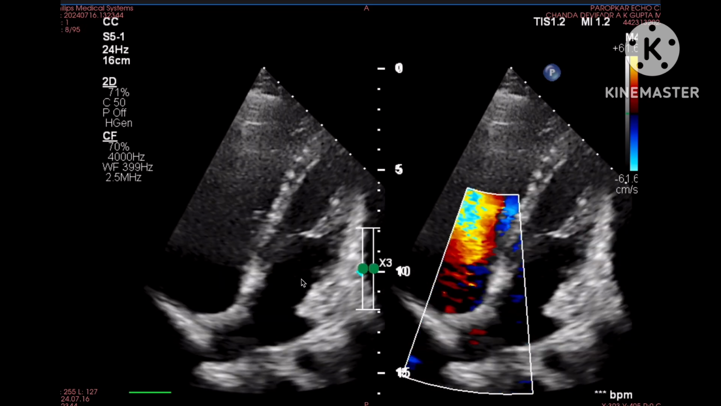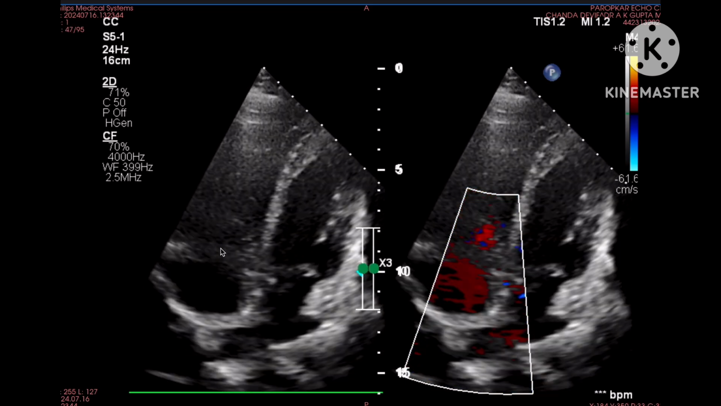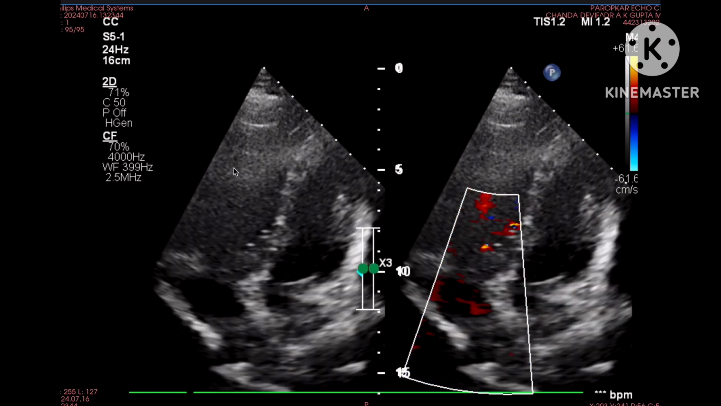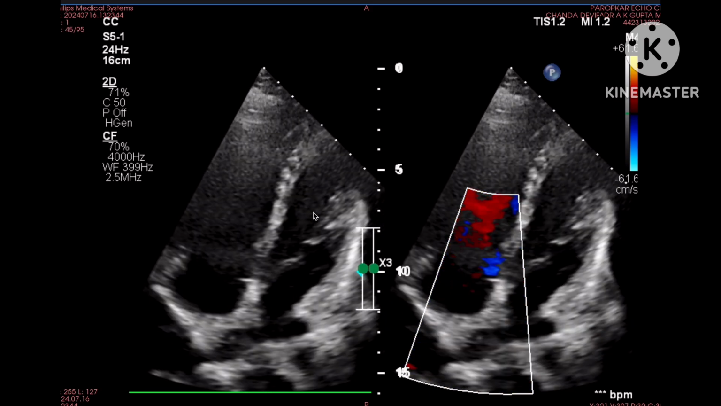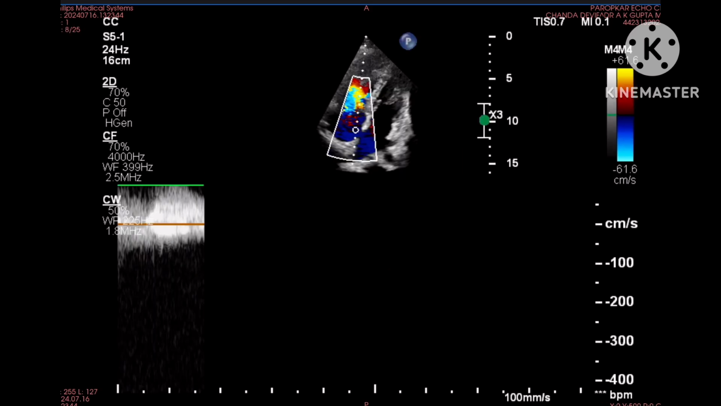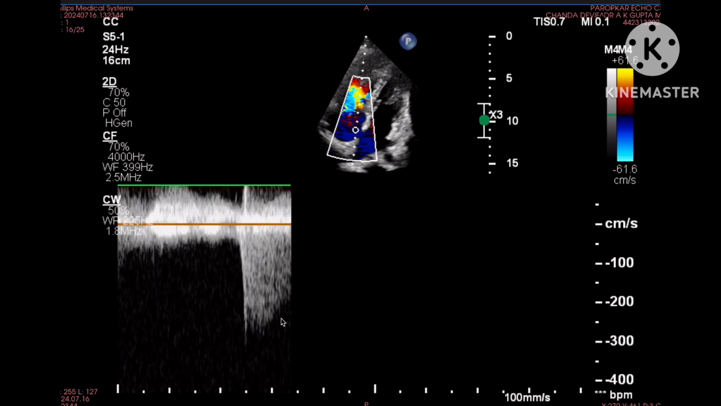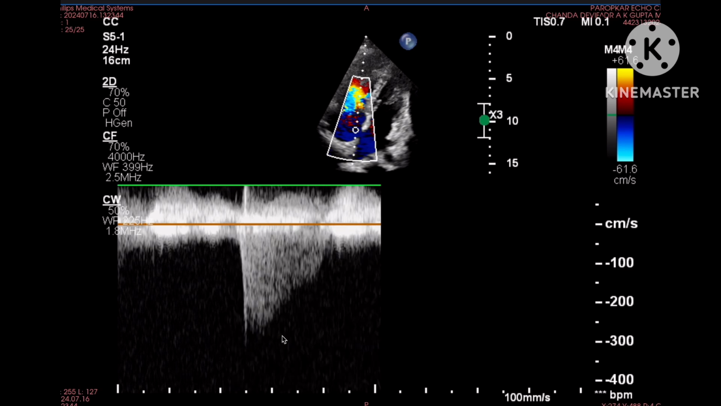The next image, apical 4-chamber view. You can see this is right atrium, right ventricle, dilated compared to left atrium and left ventricle. This is the TR jet. Velocity of TR is not that significant, so no significant pulmonary artery hypertension.